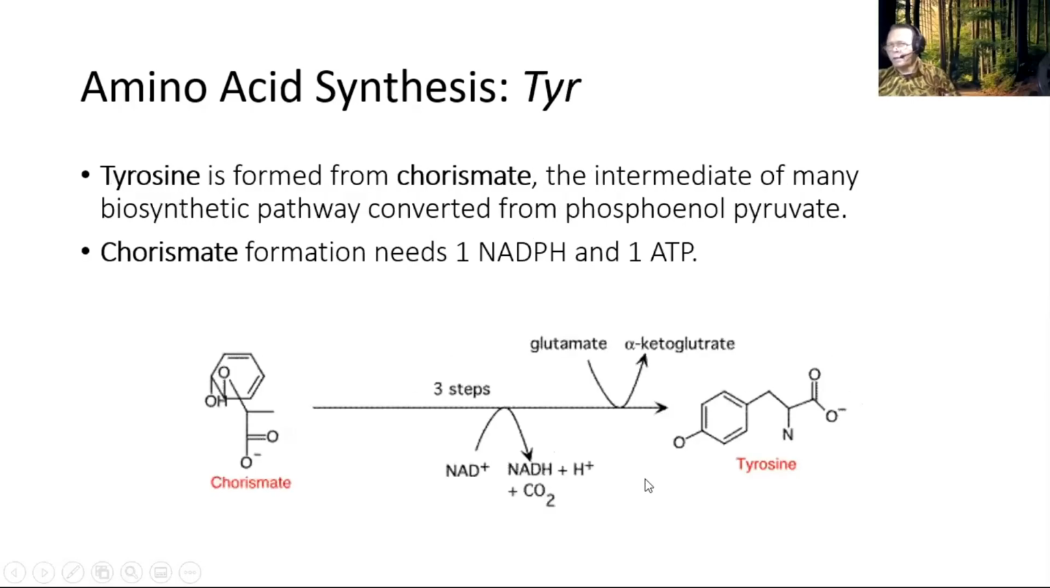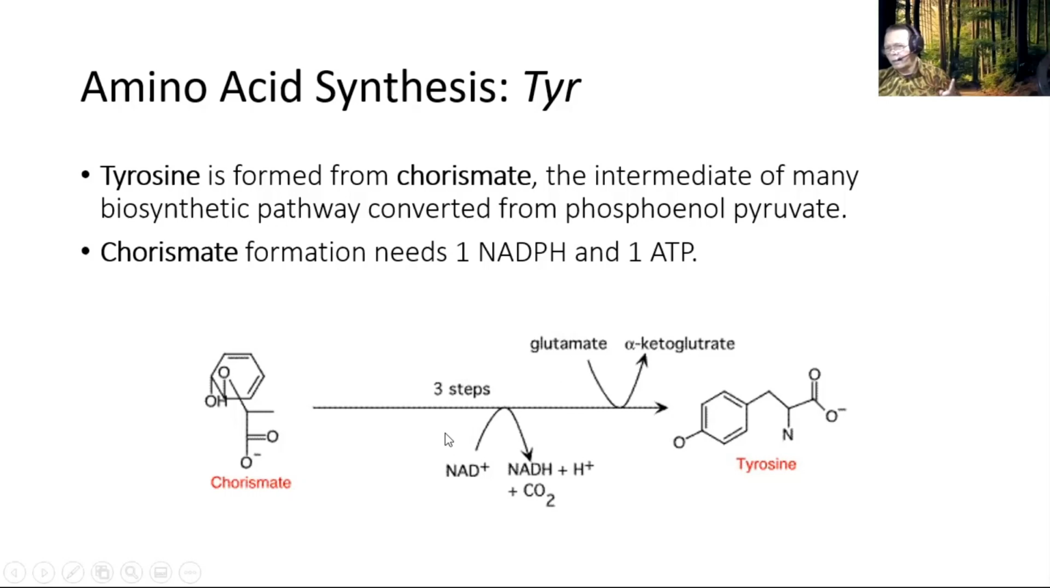Now let's move to tyrosine. Tyrosine is formed from chorismate, the intermediate of many biosynthetic pathways converted from phosphoenolpyruvate. Chorismate formation needs one NADPH and one ATP. Let's see this one. Chorismate by a three-step reaction will convert into tyrosine.